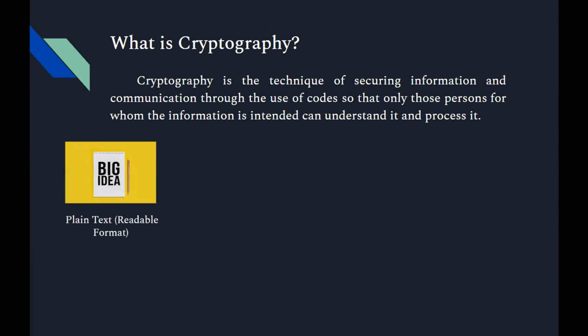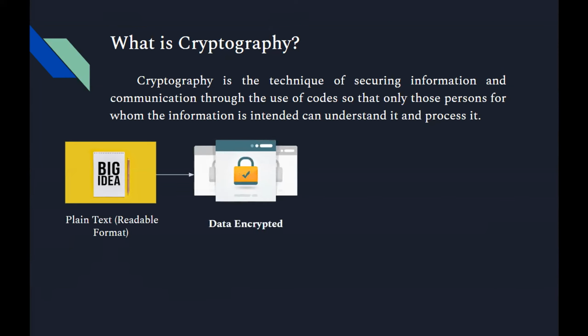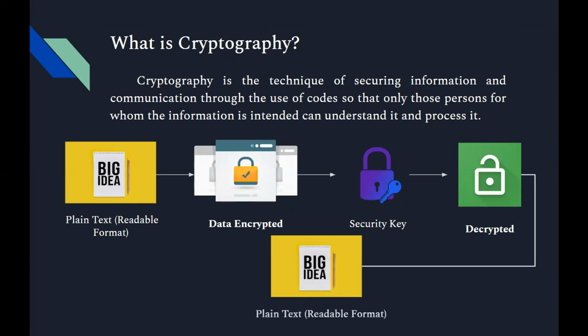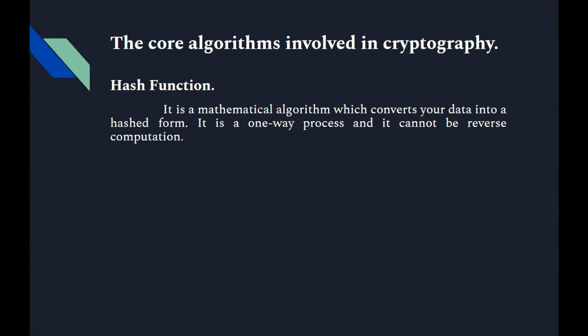Just assume this is your plain text, in readable format. It goes to a cryptography algorithm which encrypts your data, and it generates a security key which helps us decode the encrypted format. With the help of the key, we can decrypt the data, and the data will be visible in plain text format. In cryptography, we will focus on two main core algorithms, the first being the hashing algorithm.